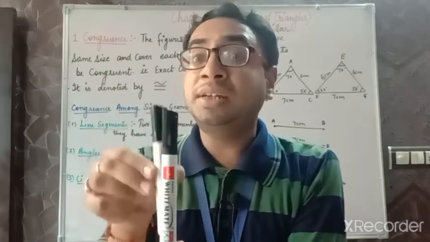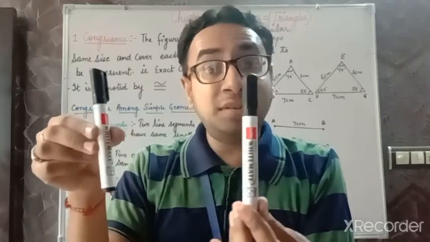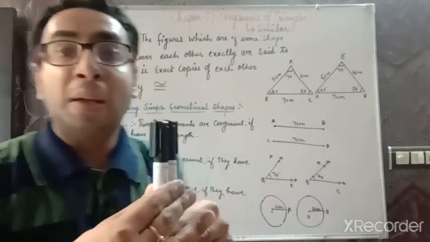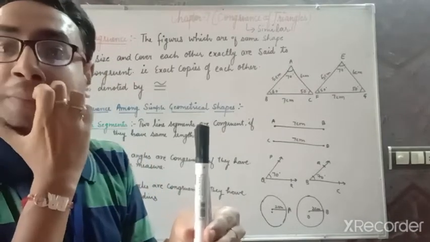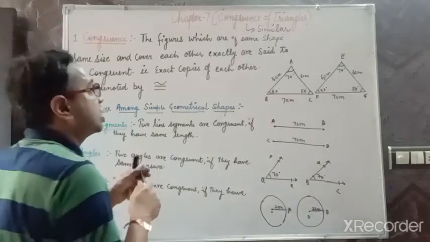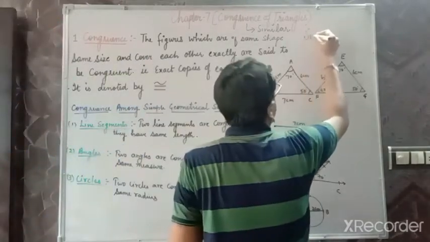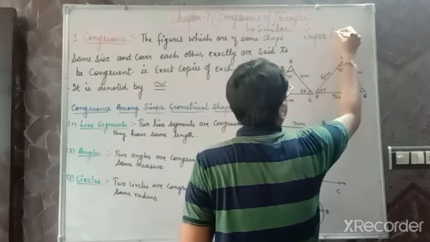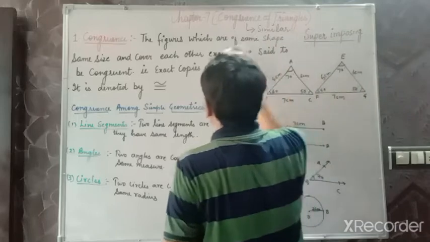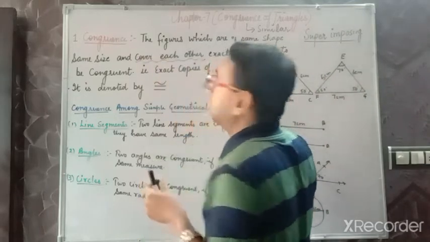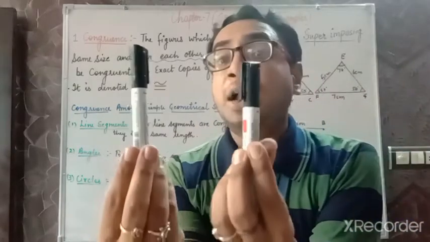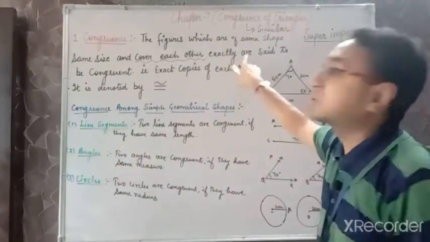Now see the magic. The second marker is here. Again, my first marker will hide the second marker. They are superimposing each other. This is a very important word. Superimposing means covering each other. And hence, the two markers are said to be congruent. That is what congruency is.